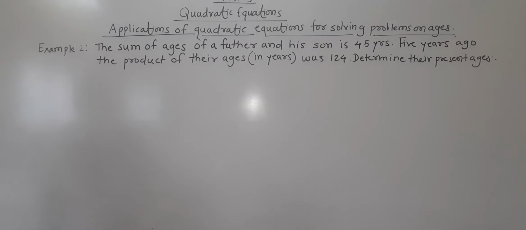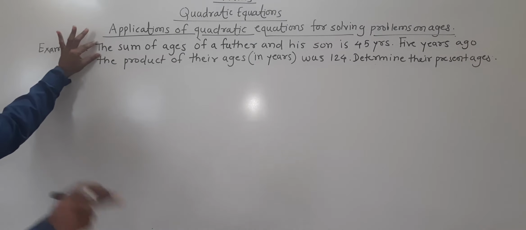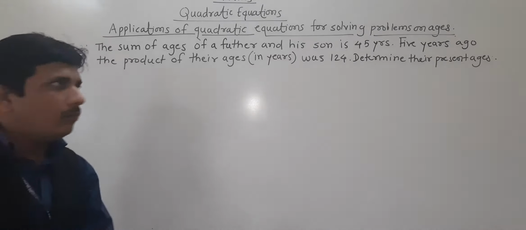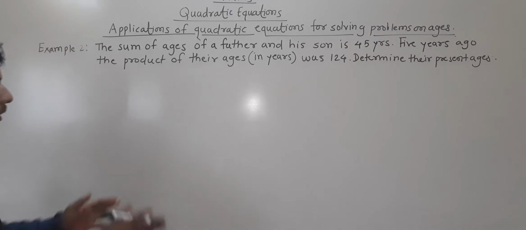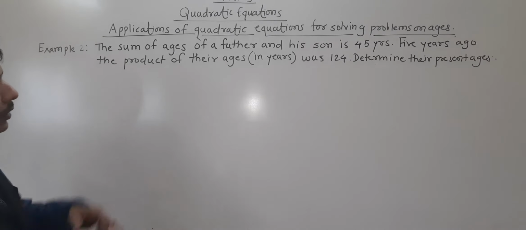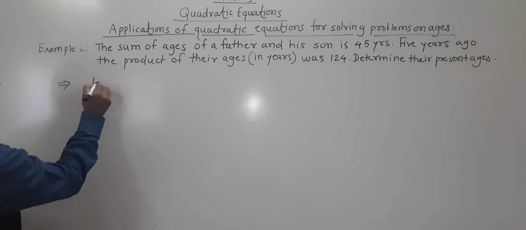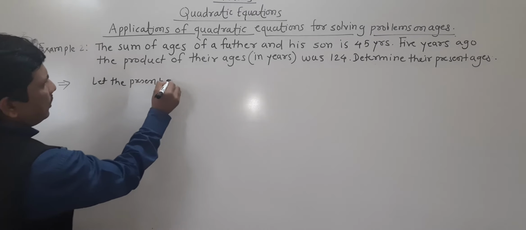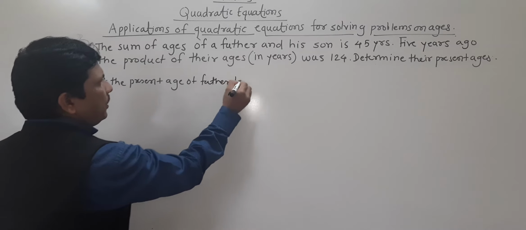Now we will think about the first statement. The sum of ages of a father and his son is 45 years. So first we need to think about both the ages, son and father. So let the present age of father be x years.